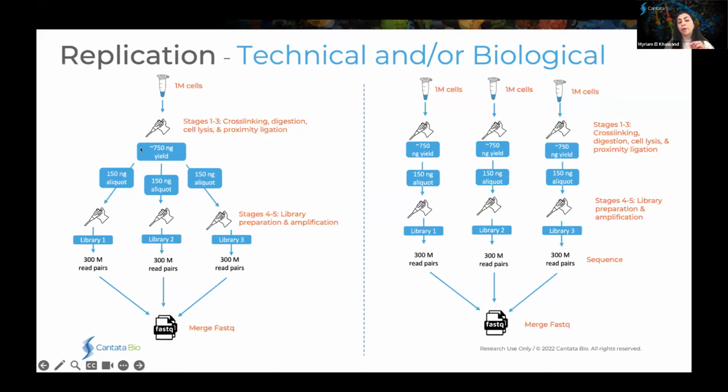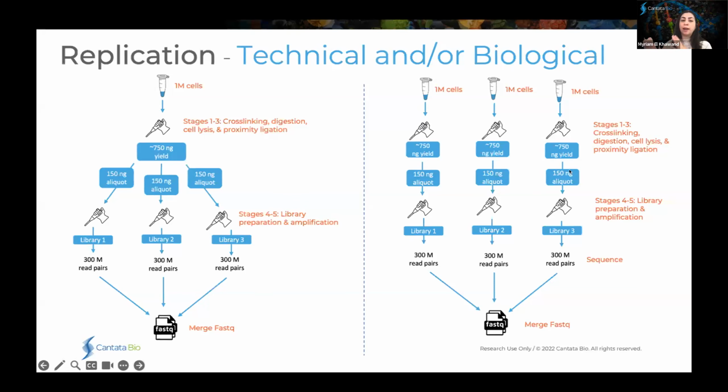What that means is that from the same proximity ligated DNA and that same proximity ligation reaction, you can take 3 150 nanogram aliquots, convert each into a library, so end up with 3 libraries, and these would be your technical replicates. Then sequence each library to 300 million read pairs, merge the FASTQs, and get your 800 to 900 million read pairs, so the 80x coverage that you need for loop calling.